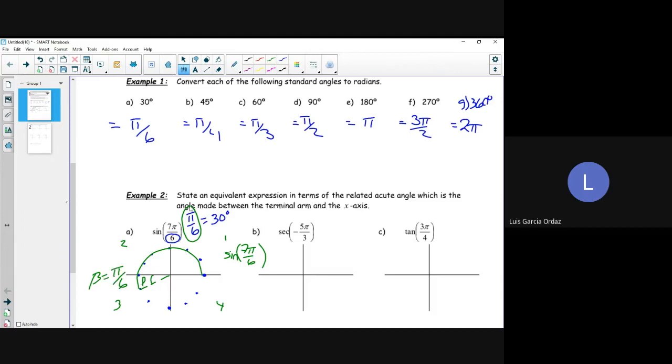The reason why is because we have 1, 2, 3, 4, 5, 6 sections. So that's 6 pi over 6. And because it's in quadrant 3, remember we do pi plus beta. So it would be pi plus pi over 6. And is sine positive or negative in quadrant 3? Negative.